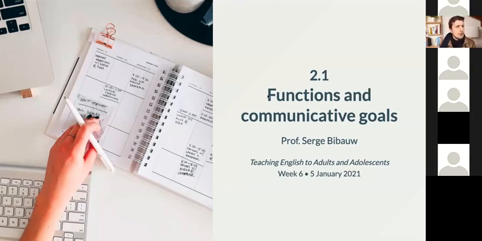Now, the first idea here is, so these functions and communicative goals, what can we say about this? Well, the first thing we have to understand is what is a syllabus, what is a curriculum? You maybe already know that. So what is the difference between syllabus and curriculum? What do you think? Can somebody answer that? If you're too shy, you can always write in the chat as well, but otherwise I would prefer somebody to talk. So what is the difference between a curriculum and a syllabus?